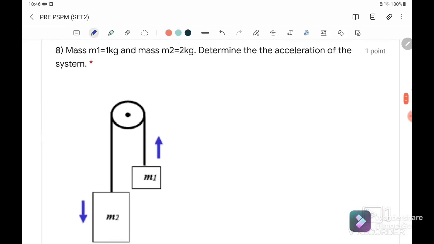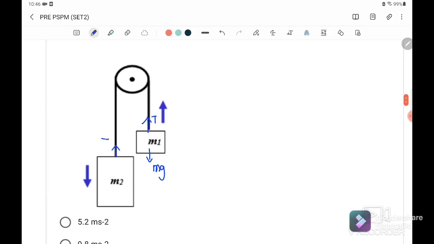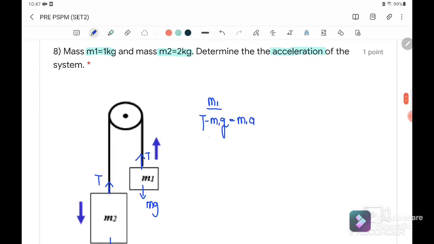Next, we go to question number 8, where mass 1 is 1 kg and mass 2 is 2 kg. Determine the acceleration of the system. For M1, there is a tension and also mg. For M2 as well, we have tension and M2 g. Let us look at M1 first. Because the motion is going upward, tension minus M1 g equals M1 a. So this is our first equation, where M1 is 1 kg. Therefore, tension equals 1a plus 1g. This is our first equation.